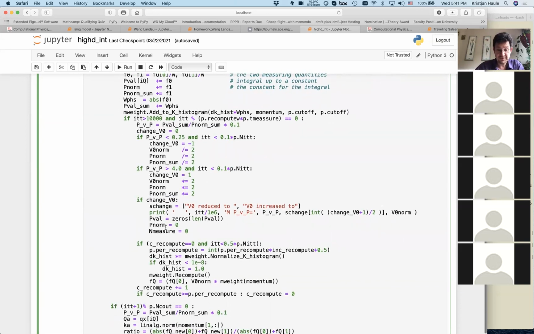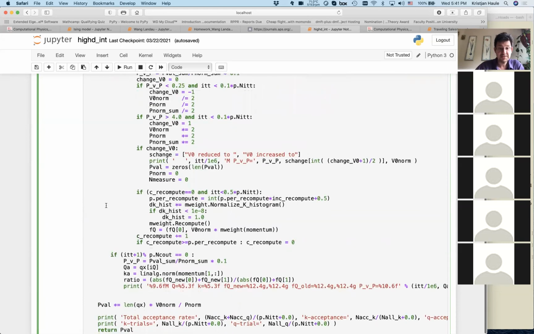Then you print something from time to time, whether you changed something or you don't. And then this part is basically where you project your function to each dimension, each axis, and you also project to all the diagonals. And then from time to time you recompute.